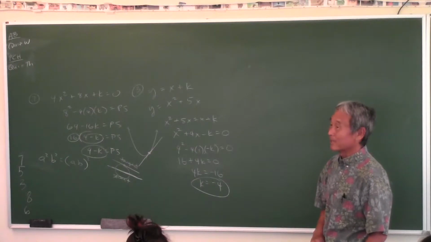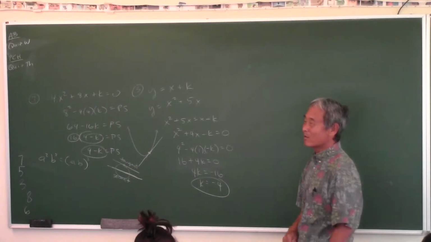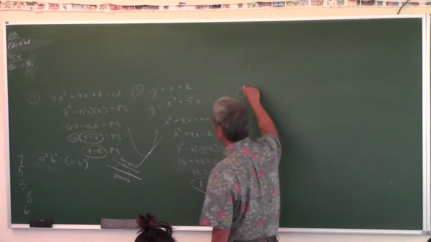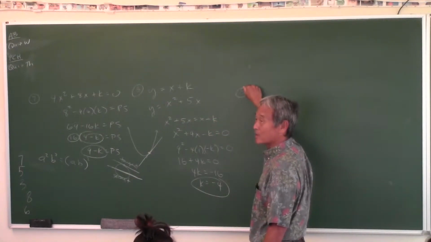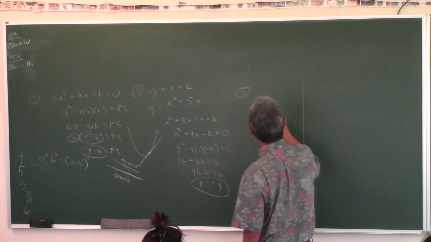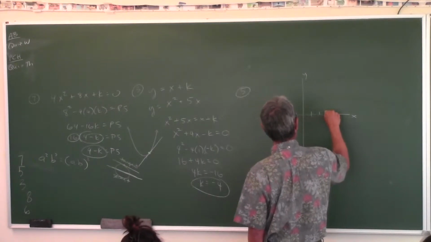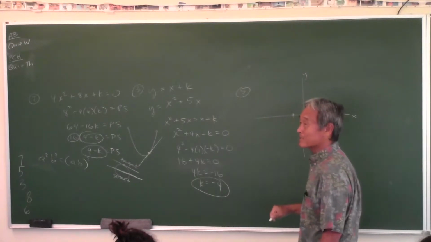All right, next, 5. Write a quadratic function whose zeros are, what's another word for zeros? X-intercepts. So the x-intercepts are negative 1 and 3. Did you guys draw a picture? It might help. And a maximum value of 8.